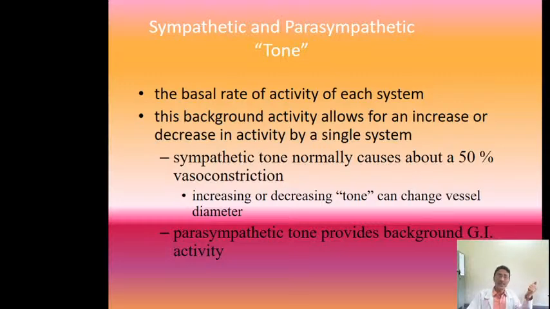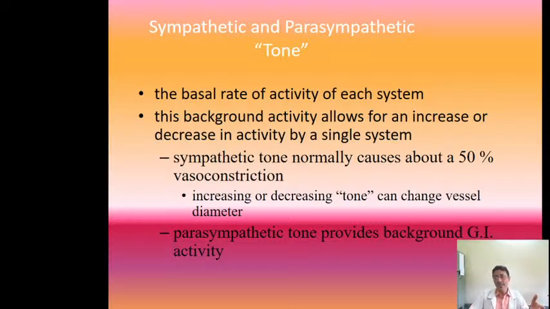So normally sympathetic tone causes about 50% of the vasoconstriction. That means we know that the vascular walls or the arterioles are always in a constricted mode. Slightly they are having a vascular tone. This vascular tone is because of the sympathetic tone which keeps it in a partly vasoconstricted state. So 50% of the vasoconstriction is because of the sympathetic tone. Increase the sympathetic tone, there will be intense vasoconstriction.